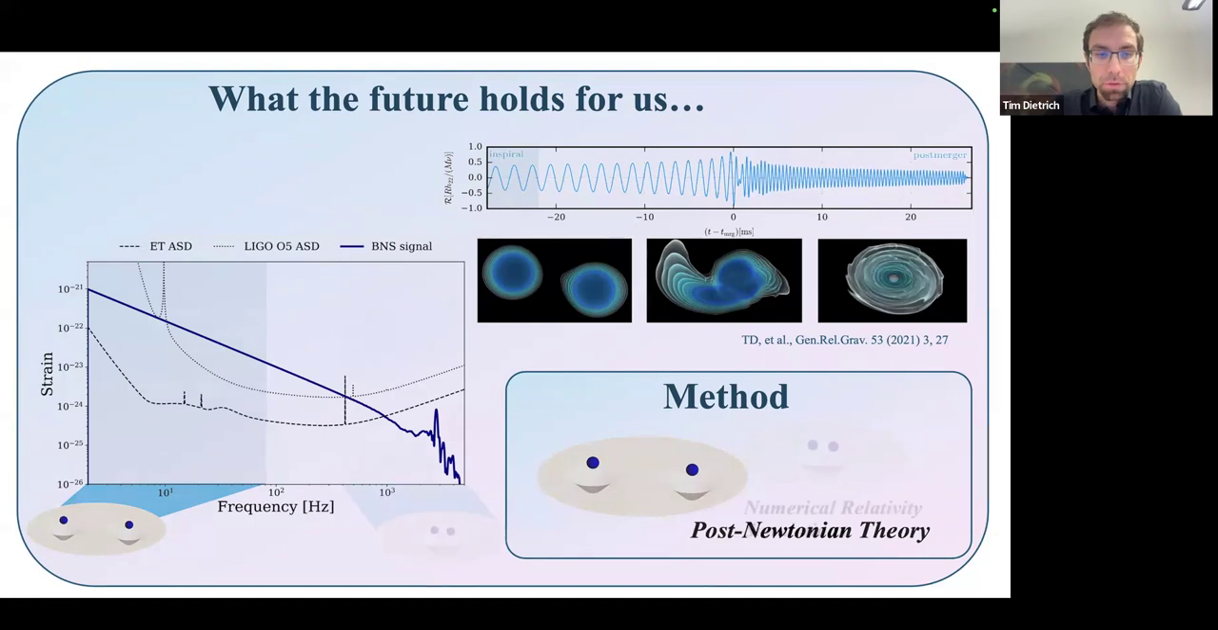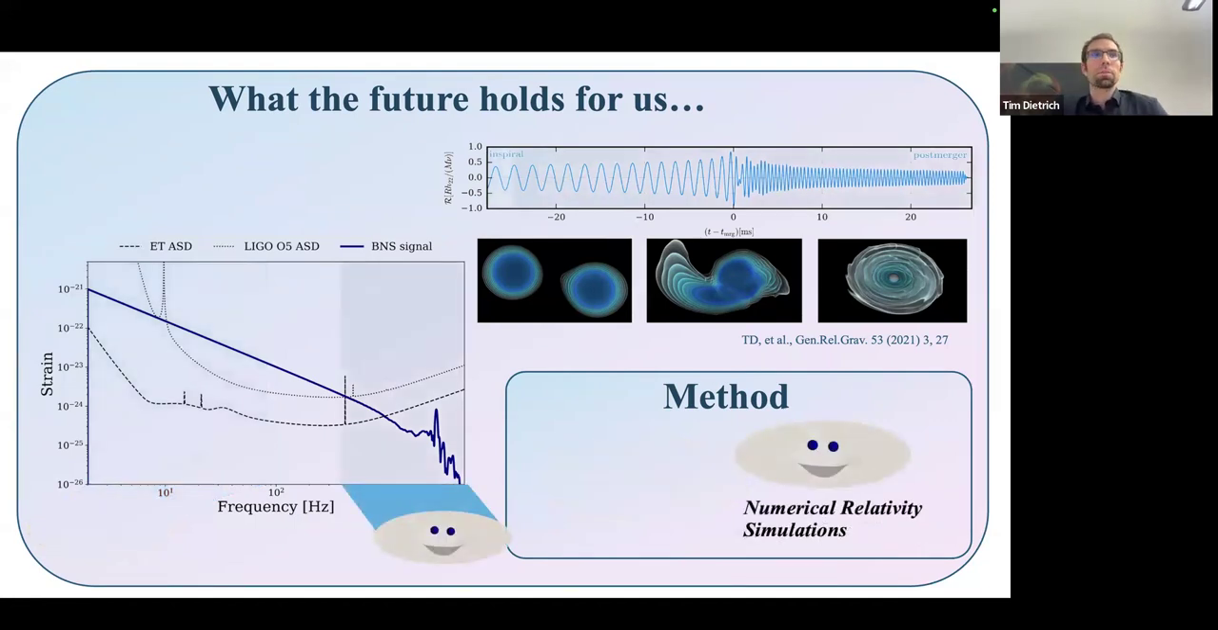But this fails if you go to the last stages, because this does not incorporate all the nonlinearities. Of course, it does not incorporate what happens when the matter comes into contact, because you have to make the assumption that they are well separated. This does not allow you to describe this post-merger effect. So this is the regime where numerical-relativity simulations are important.